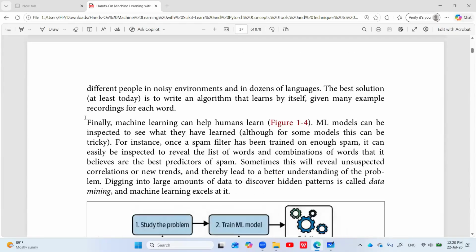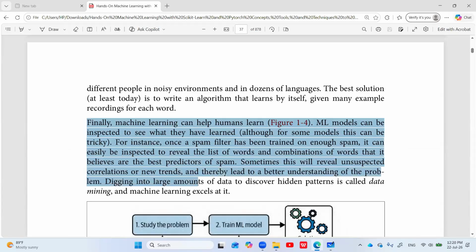Finally, machine learning can help humans to learn. ML models can be inspected to see what they have learned, although for some models this can be tricky. For instance, once a spam filter has been trained on enough spam, it can easily be inspected to reveal the list of words and combinations of words that it believes are the best predictors of spam. Sometimes this will reveal unsuspected correlations or new trends, and thereby lead to a better understanding of the problem.